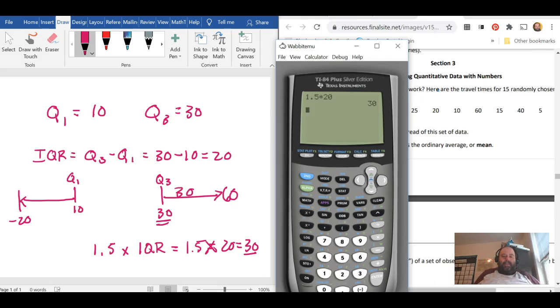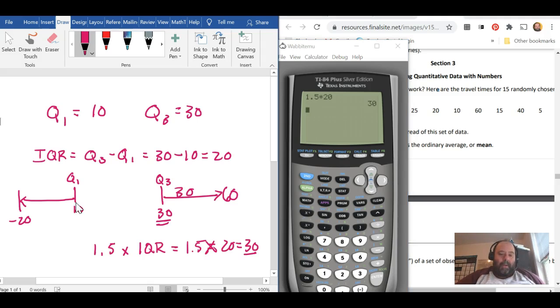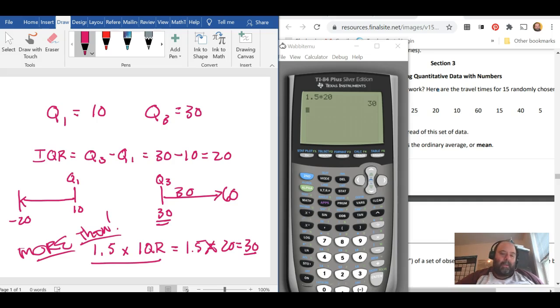So the only one that begs the question in that data list is the 60 we were talking about. Now, 60 is close to being an outlier, but it is not. The rule is that you have to be more than 1.5 times the IQR away. So the key here is the more than, right? You either have to be more than 1.5 times the IQR below the first quartile, which means you would have to be below negative 20.